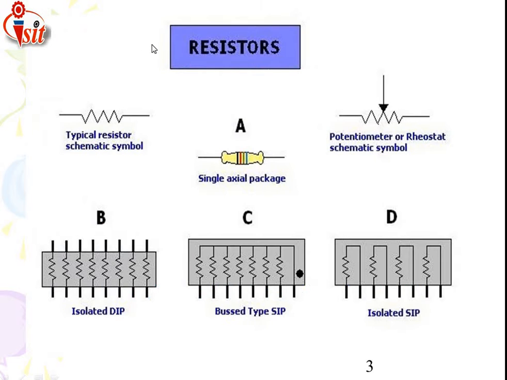Here I have shown some resistors which we are going to use in analog circuits in day-to-day life. This is an isolated DIP, then this is a bussed type of SIP, and this is an isolated SIP. This is a typical resistor schematic symbol. This is a single axial package. This is a potentiometer and rheostat schematic symbol, related to the resistor in a variable condition.